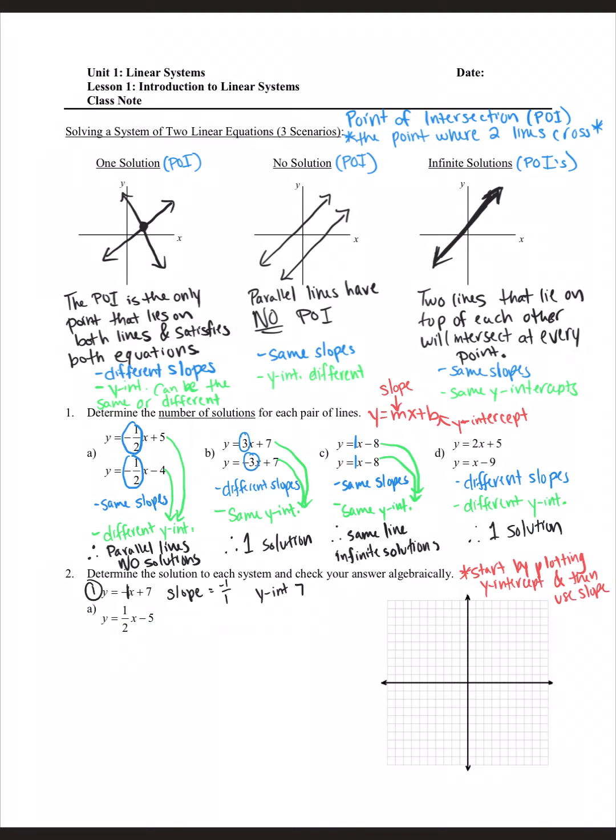Our y-intercept is 7, so I'm going to go along my y-axis up 7: 1, 2, 3, 4, 5, 6, 7, somewhere here. Then my slope is -1 over 1, so I'm going to go down 1 over 1, down 1 over 1, down 1 over 1. Then I am going to draw a line, trying to make my line as straight as possible.